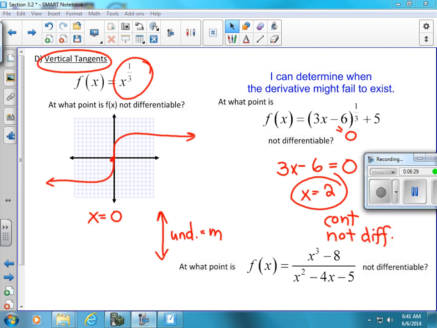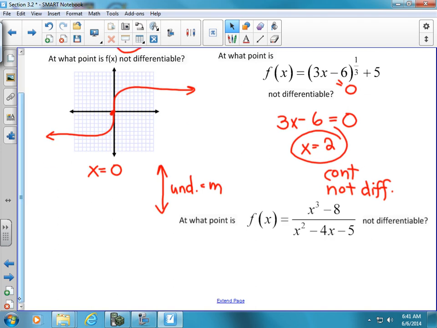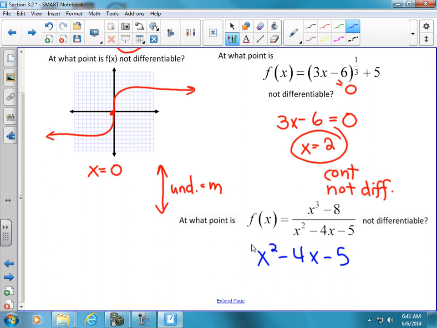In a rational function, which is a polynomial divided by a polynomial, any place where your denominator equals 0 is a place where you're either going to have a hole or an asymptote. Right? A removable discontinuity, or a hole, or an asymptote, which would be a vertical tangent. So, actually it would be a discontinuity.